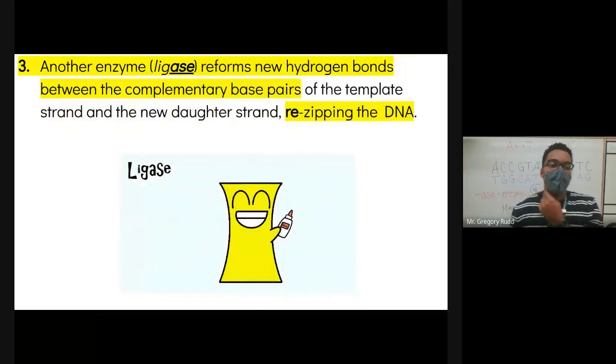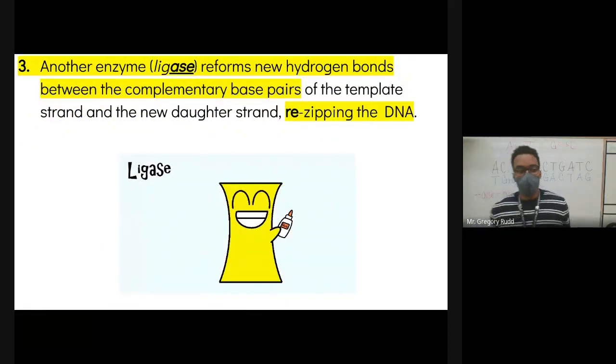Okay. Then we've got another enzyme. Whole lot of enzymes involved here. This one is called ligase. Ligase's job is to come through and glue the pieces together. And so it's going to help the new DNA kind of re-zip itself.